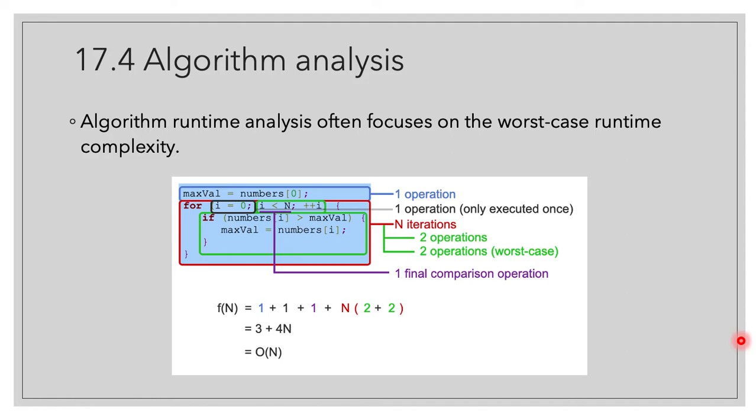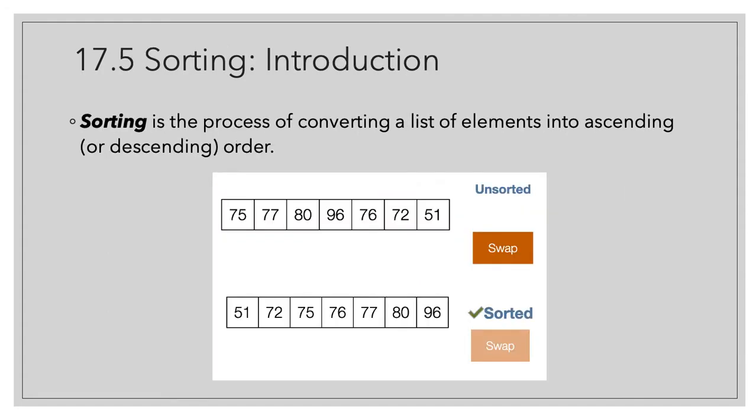In 17.5 we have sorting. Sorting is basically a process of converting a list of elements into ascending or descending order. Here the example is basically to sort from small to big, or ascending order, which is quite common.